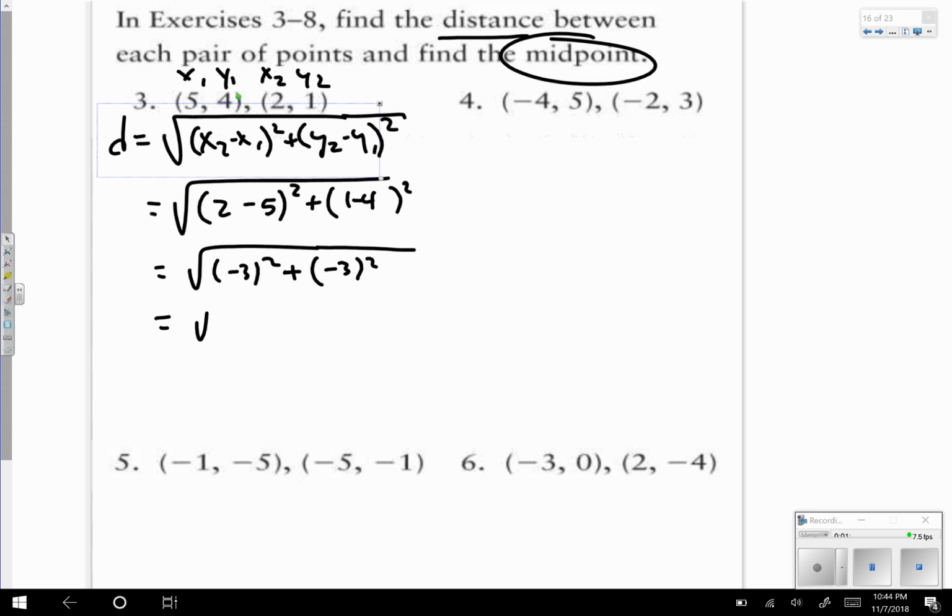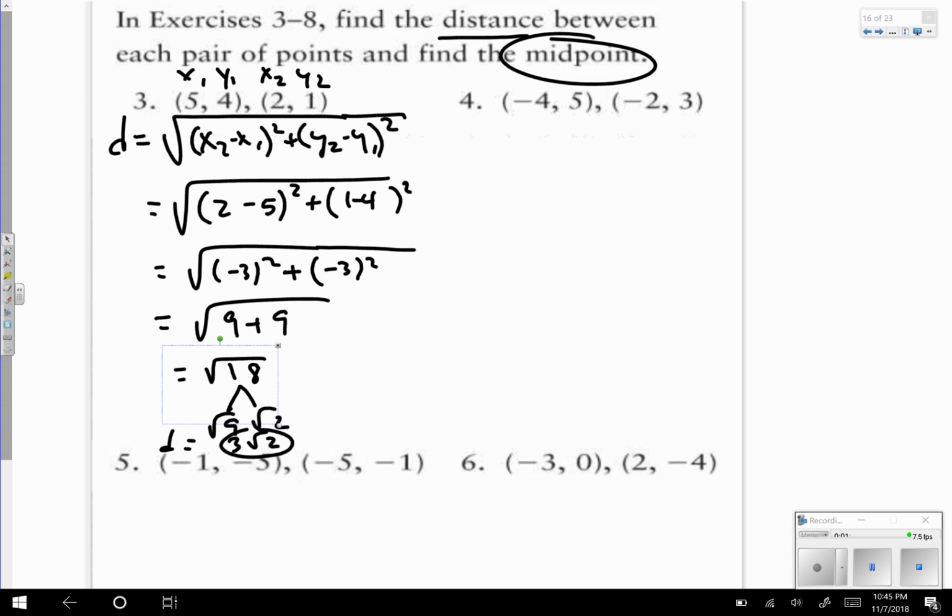So now we're going to evaluate it. So the square root of negative 3 squared is 9, plus negative 3 squared again is 9. So that's going to give us radical 18. So that's the distance, but we could break that down into radical 9 times radical 2. Radical 9 is 3, so that's going to be 3 radical 2. So this right there is our distance between the points.